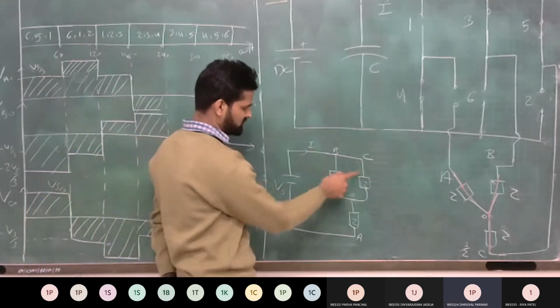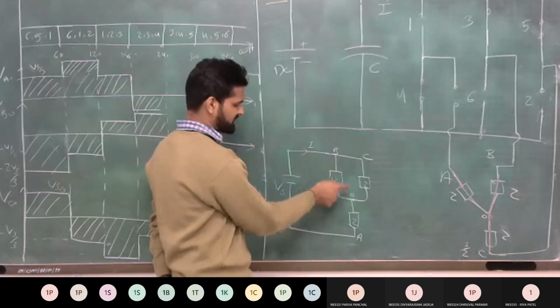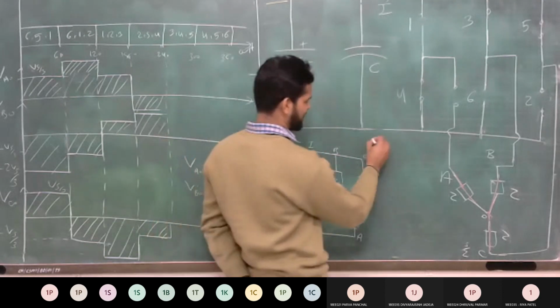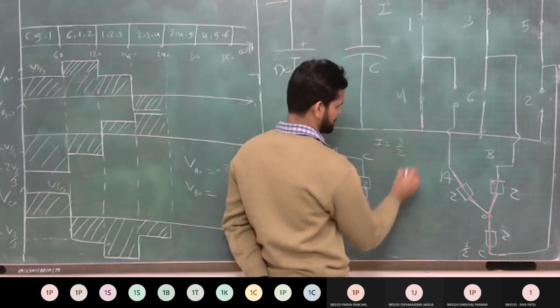Current is divided into two branches, with the same value I by 2, I by 2. Each has an impedance Z. So the voltage is I by 2 into Z. We already have the value of I in terms of Z. That is what?